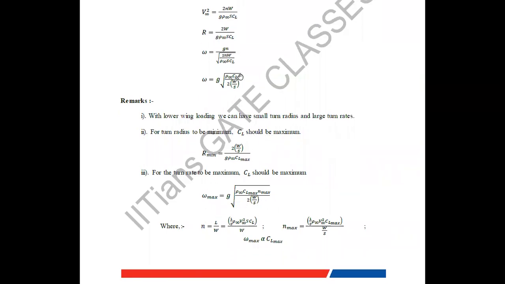In this, load factor is also there. Load factor is nothing but lift divided by weight. Lift is half rho V squared S CL, divided by weight. Maximum load factor is obtained at CL maximum. So for turn rate to be maximum, CL should be maximum. These are the remarks you obtain from these equations. That is, to have a smaller turn radius and larger turn rates, wing loading should be minimum and CL should be maximum.